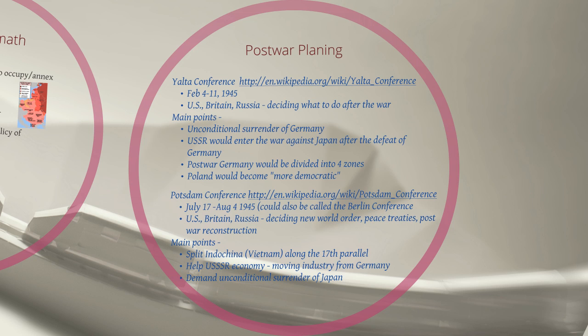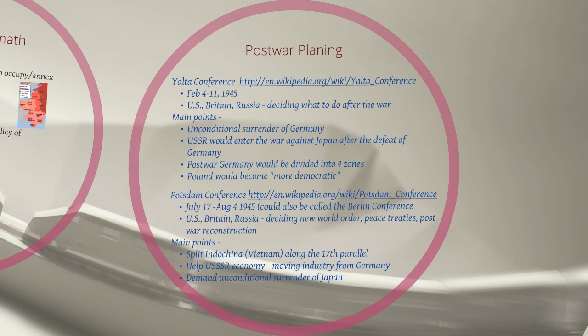But the main points you take out of Potsdam is that we're going to split Vietnam between North and South, basically communists and non-communists, and that's just because it was easier at that point. They're going to help the USSR economy. So the Soviets actually move a lot of the heavy industry out of Germany, literally pick the factory equipment up and move it into Russia. And that's designed to make up for the fact that the Germans destroyed most of Eastern Russia. And they're going to come up with a formal demand for unconditional surrender in Japan.